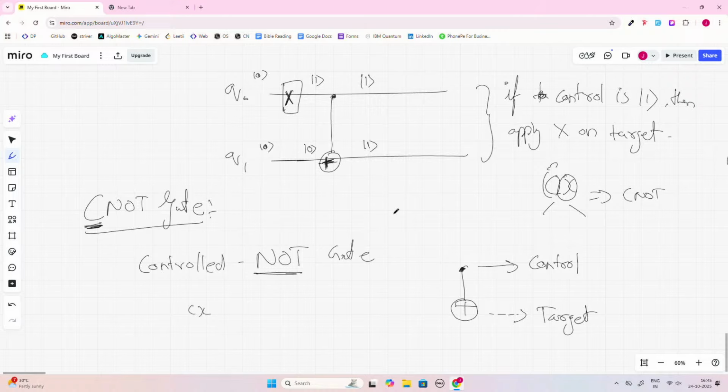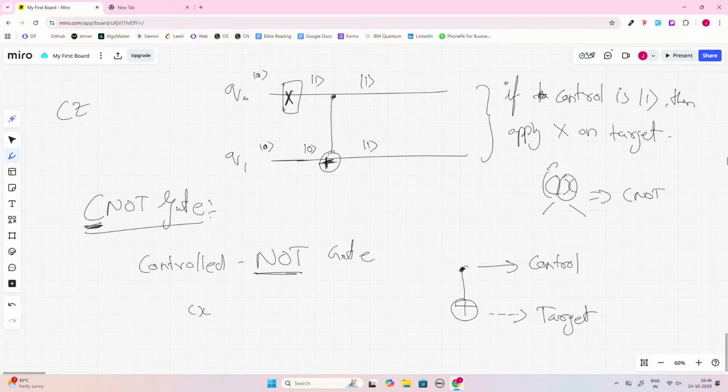What do you mean by controlled Z gate? Then CZ gate will be there. Controlled Z gate. Exactly. If the control is 1, then apply the Z gate transformation, meaning apply the phase flip for my target. That is the meaning behind controlled Z gate.